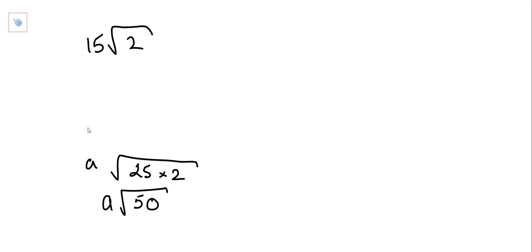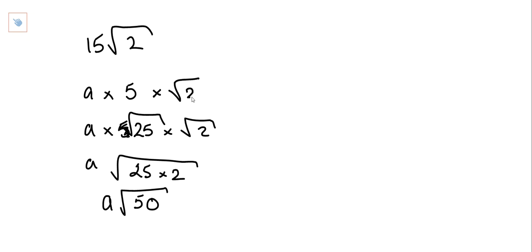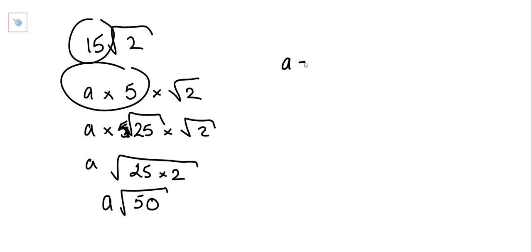And then after that I split it into root 25 times root 2. And then I thought, what's the square root of 25? And that's 5 times root 2. And then on the side, I figured out 5 times what equals 15. 5 times 3 equals 15, so A equals 3. Okay, so we end up with 3 root 50. It's the same one. Why are we making this so complicated? No. Okay, that's right.